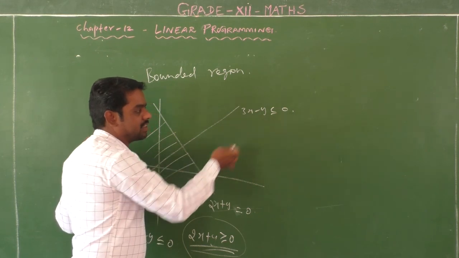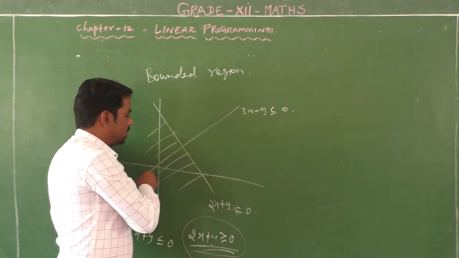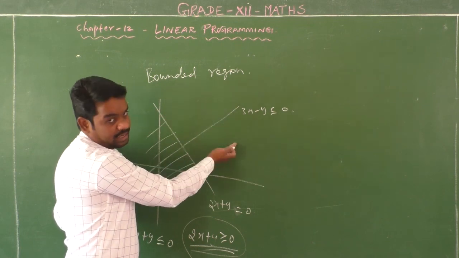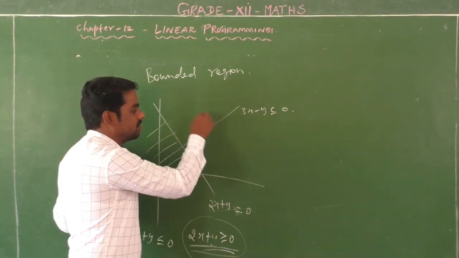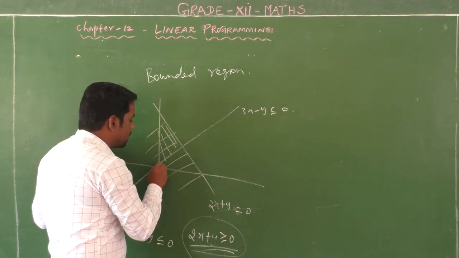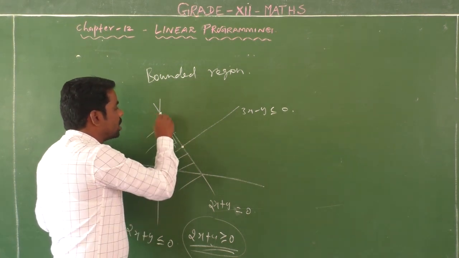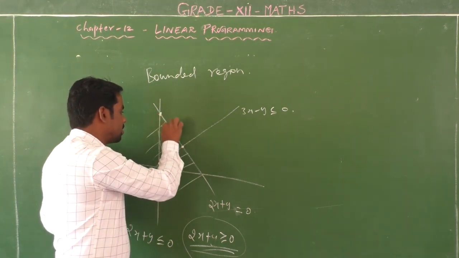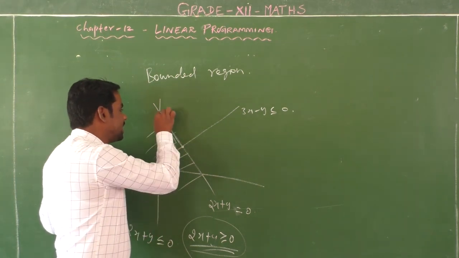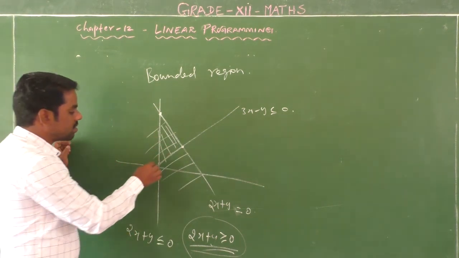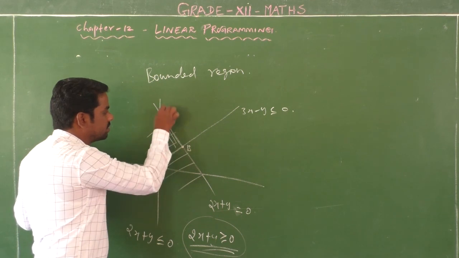Suppose 3x minus y is less than or equal to 0. Less than or equal to 0 is the left side, not the right side. This is left of this line. So this is less than or equal to 0. So the required region is this. You know the required region exists only in the first quadrant. So this region is bounded. So these are corner points A, B, C.